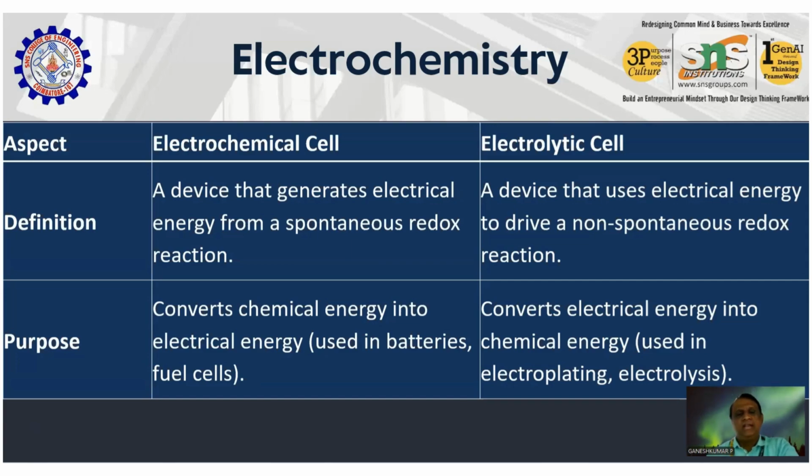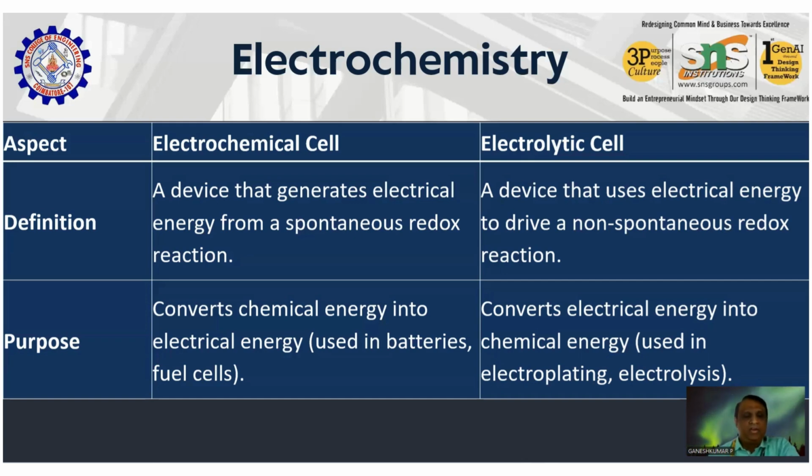An electrolytic cell is a device that uses electrical energy to make a chemical reaction. That is, a device that uses electrical energy to drive a non-spontaneous redox reaction. So we can classify this as a device that generates electrical energy. Electrolytic cell is a device that uses electrical energy. In electrochemical cell, they have spontaneous redox reaction, and in the electrolytic cell, they are non-spontaneous. Here, the electrical energy is generated from chemical reaction, but in electrolytic cell, the electrical energy brings chemical reaction.